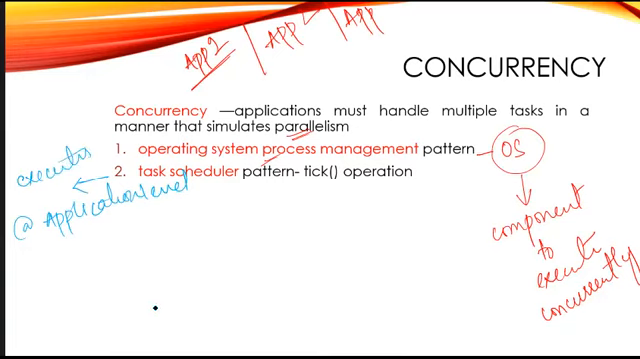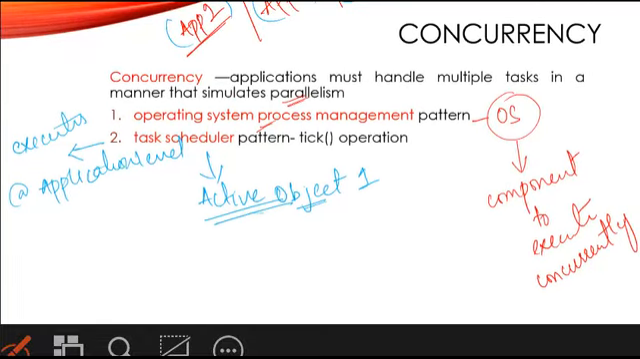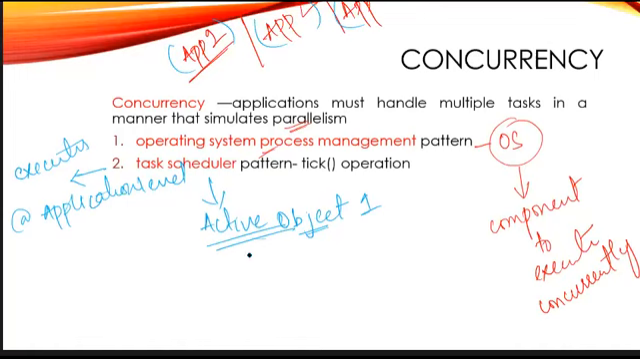Now this task scheduler is going to contain a set of different active objects. There is not going to be just one object, they are going to be different active objects, like different applications running. What are these different active applications? These are your active applications. Now these active applications all are going to have a tick operation.